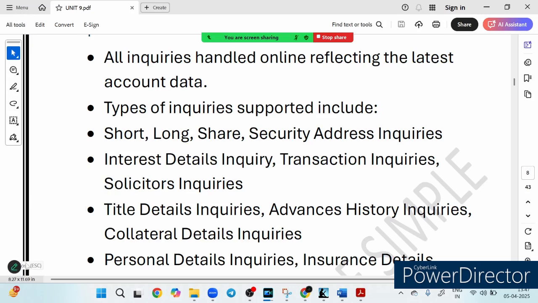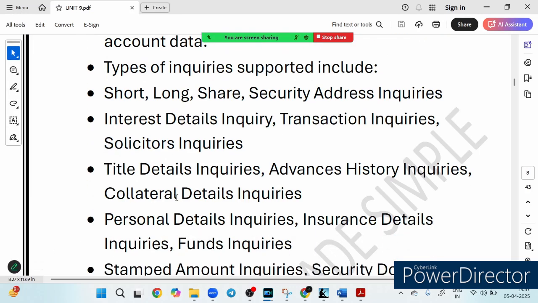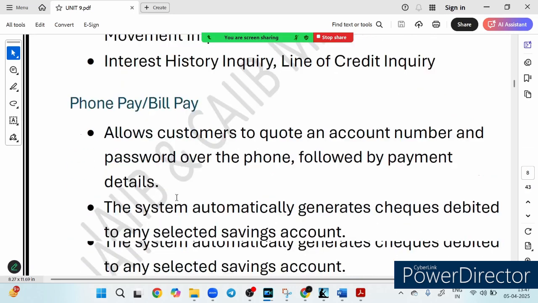So as a CIB aspirant, remember, these systems are built to ensure fast, reliable and paperless inquiry, saving both time and effort. Now let me take you to phone pay and bill pay.